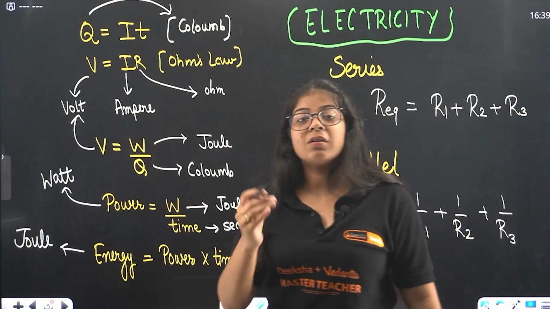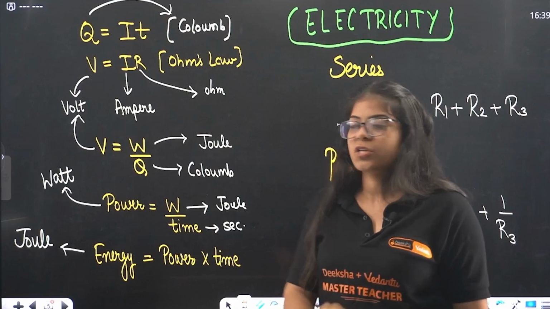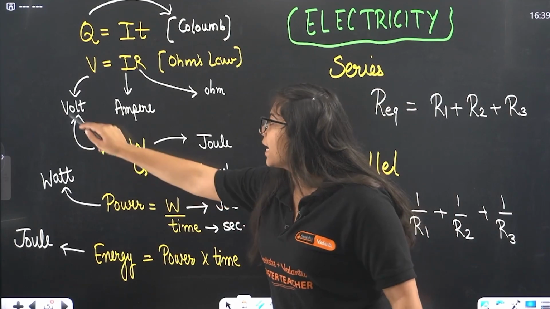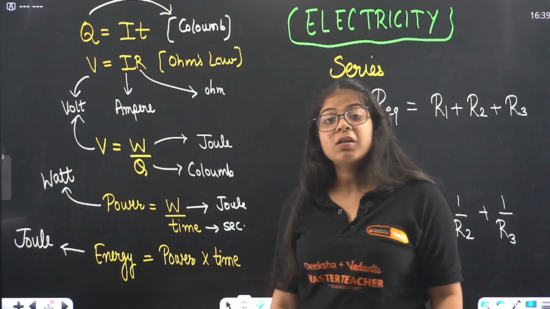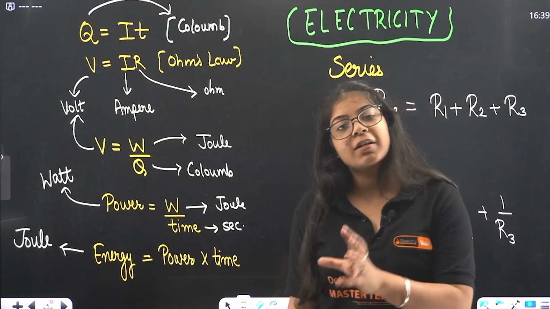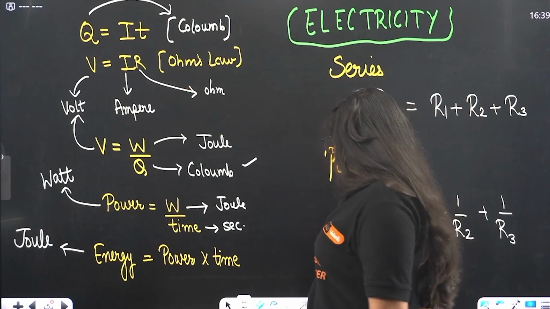Then beta, we have one more formula. V equals work done upon charge, or work done equals V into Q, potential difference into charge, right? Very important formula. Again, what is the unit of potential difference? Volt. What is the unit of work done? That is joule. Q, Coulomb, just like the first one.